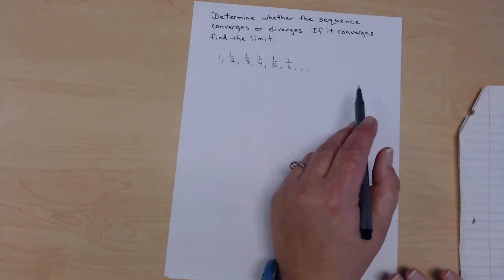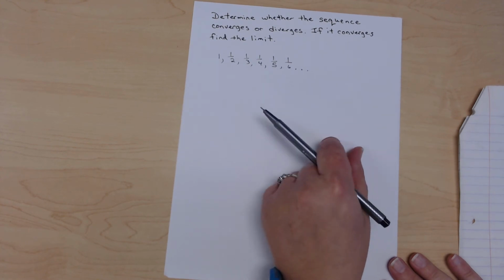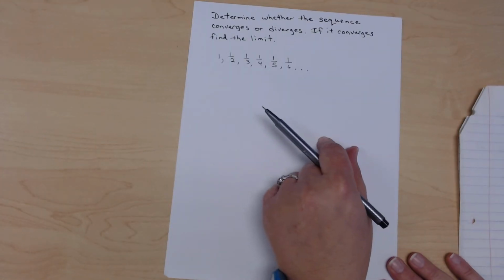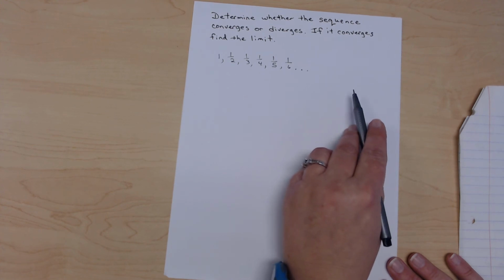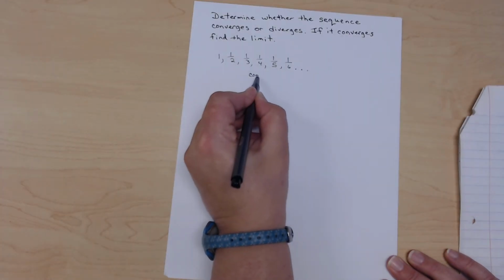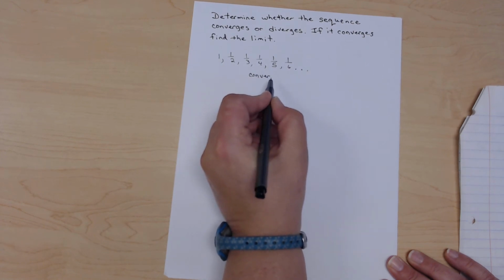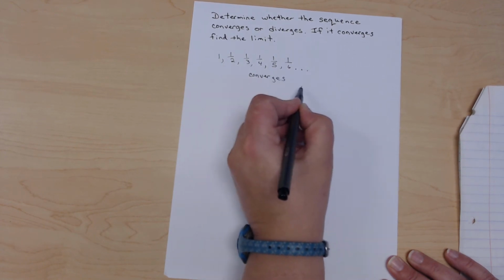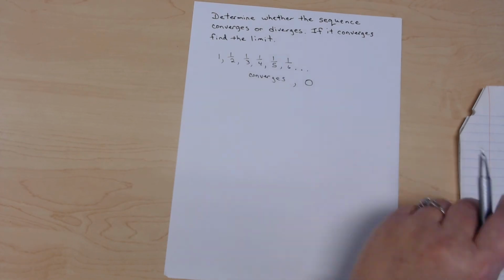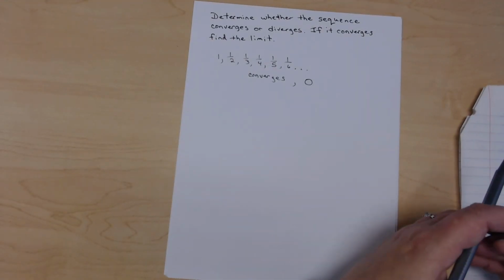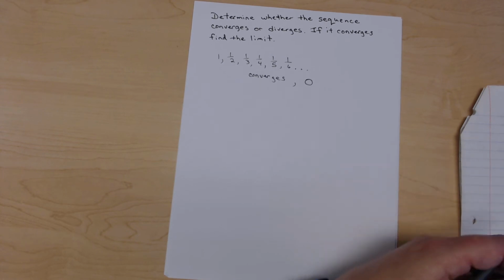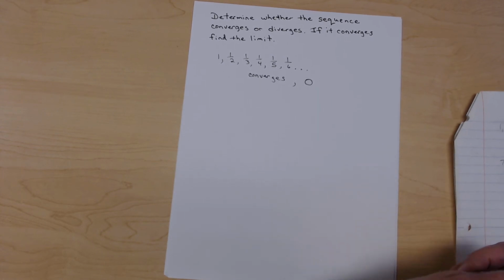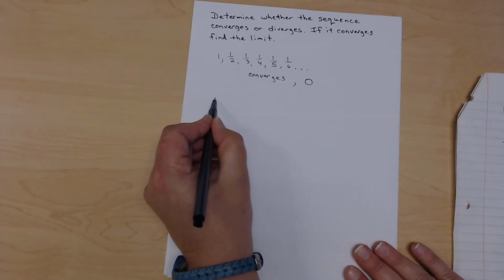Okay? So what happens when the bottom gets really big? The overall value is headed towards 0. So this converges. And what does it converge to? 0. When the bottom gets really, really big, the limit, or what it is approaching, is 0.